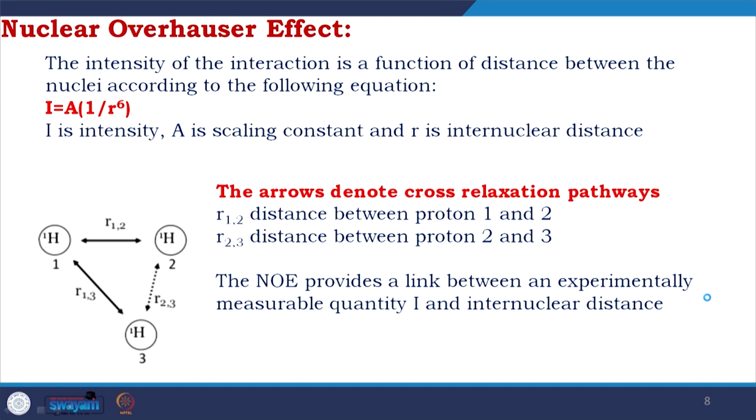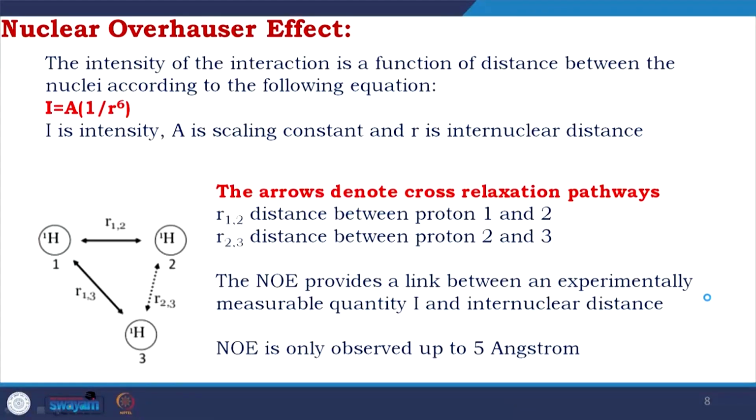As I told, by analyzing those distances, we could comment on the closeness of 2 groups which are not connected through bonds. NOE is only observed up to 5 angstrom, but this is for general. There are other systems where 3D NOE is performed, and we could get more than 5 angstrom.